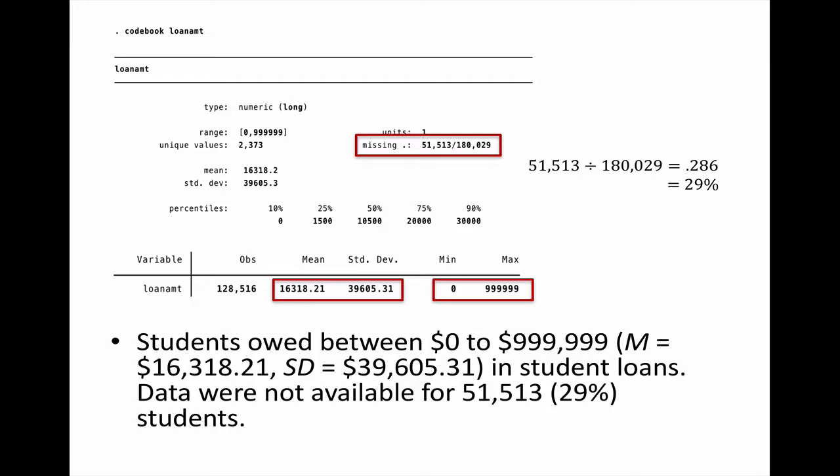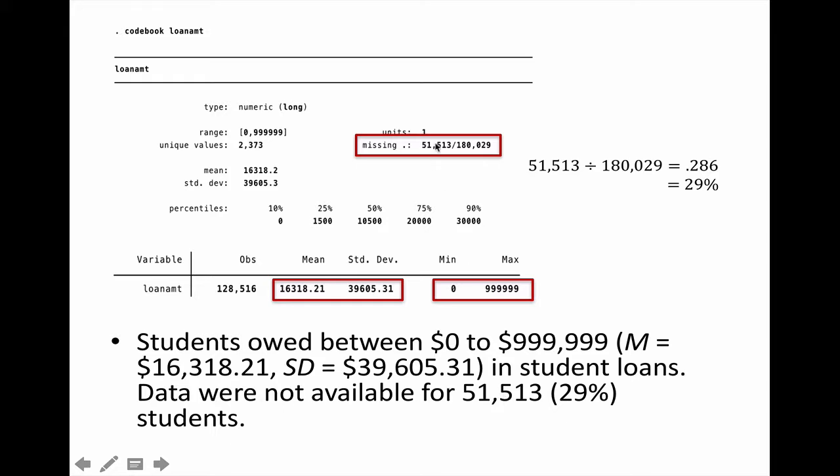Now this is a standard way to report a continuous variable, APA style. Minimum, maximum, mean, and standard deviation parenthetically, and then address missing data. So students owed between 0 and $999,999, mean and standard deviation. And I included the dollar sign here because that's the metric of the mean and standard deviation. You will see it done both ways, with and without.